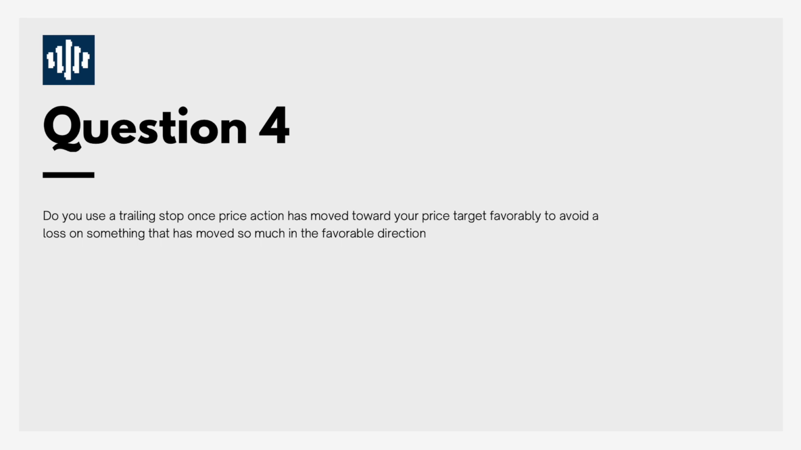Question 4, do you use a trailing stop once price action has moved towards your price target favorably, to avoid a loss on something that has moved so much in the favorable direction? Yes, I do with type 1 breakouts, only with type 1 breakouts. And how do we realize that I'm riding a type 1 breakout? A type 1 breakout will break out and rally to the price target.